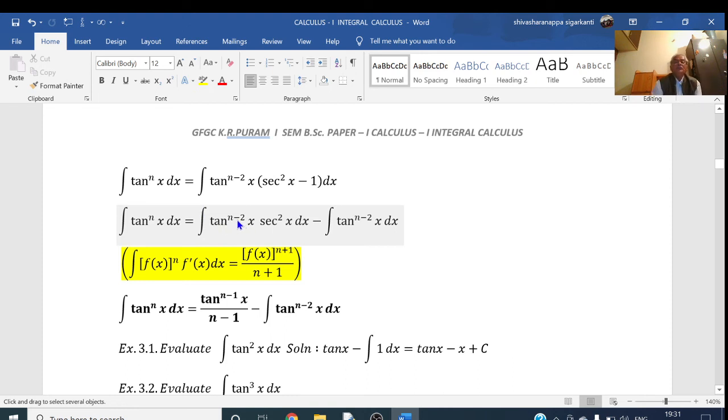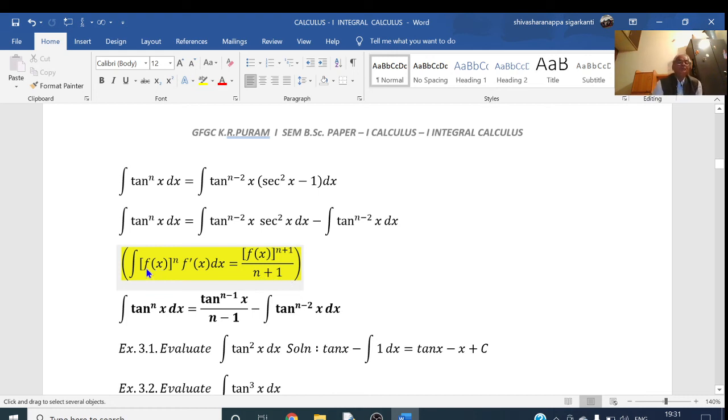This is tan x to the power of n minus 2, and this is our secant square x. We know that the derivative of tan x is equal to secant square x. And we have a formula: the integration of some function to the power of n into the derivative of this function, f dash of x, dx, that is the integration of f(x) to the power of n into f dash of x dx, is equal to f(x) to the power of n plus 1 divided by n plus 1. This is by the substitution method.